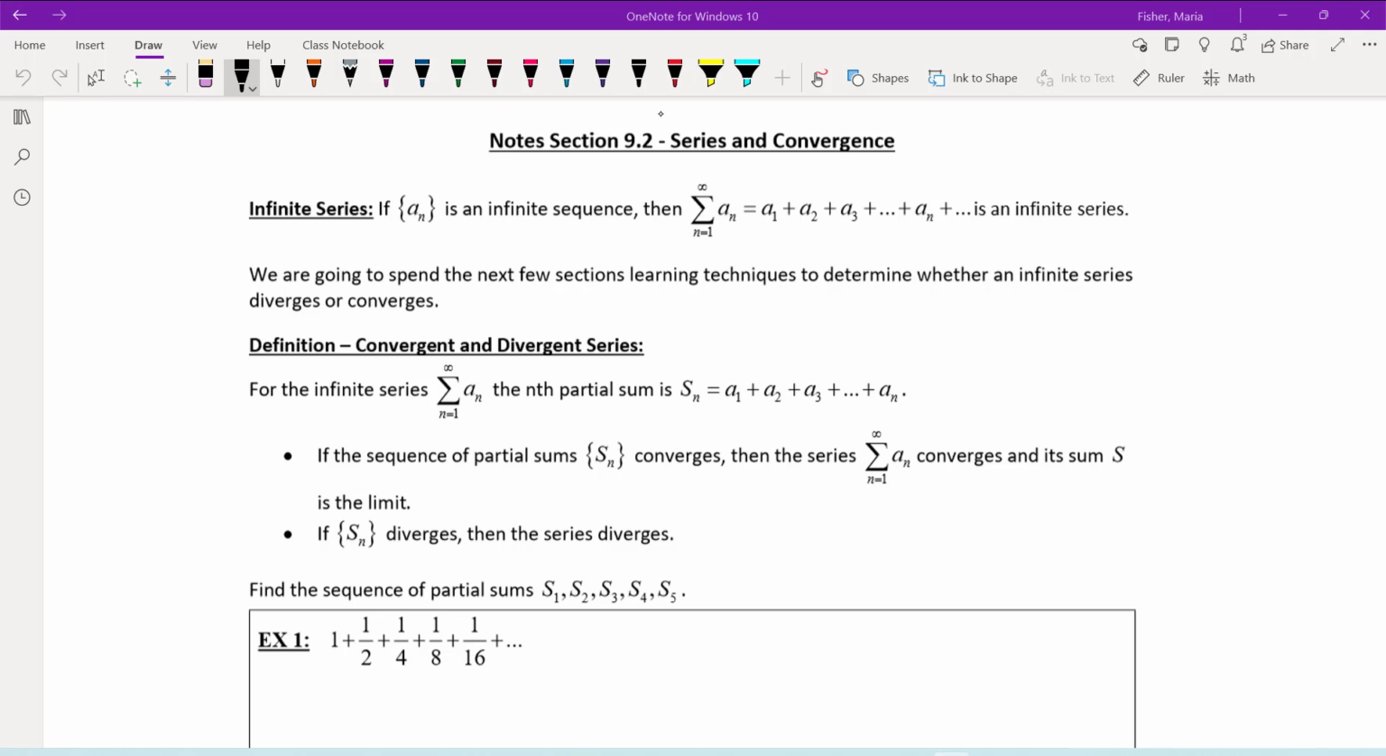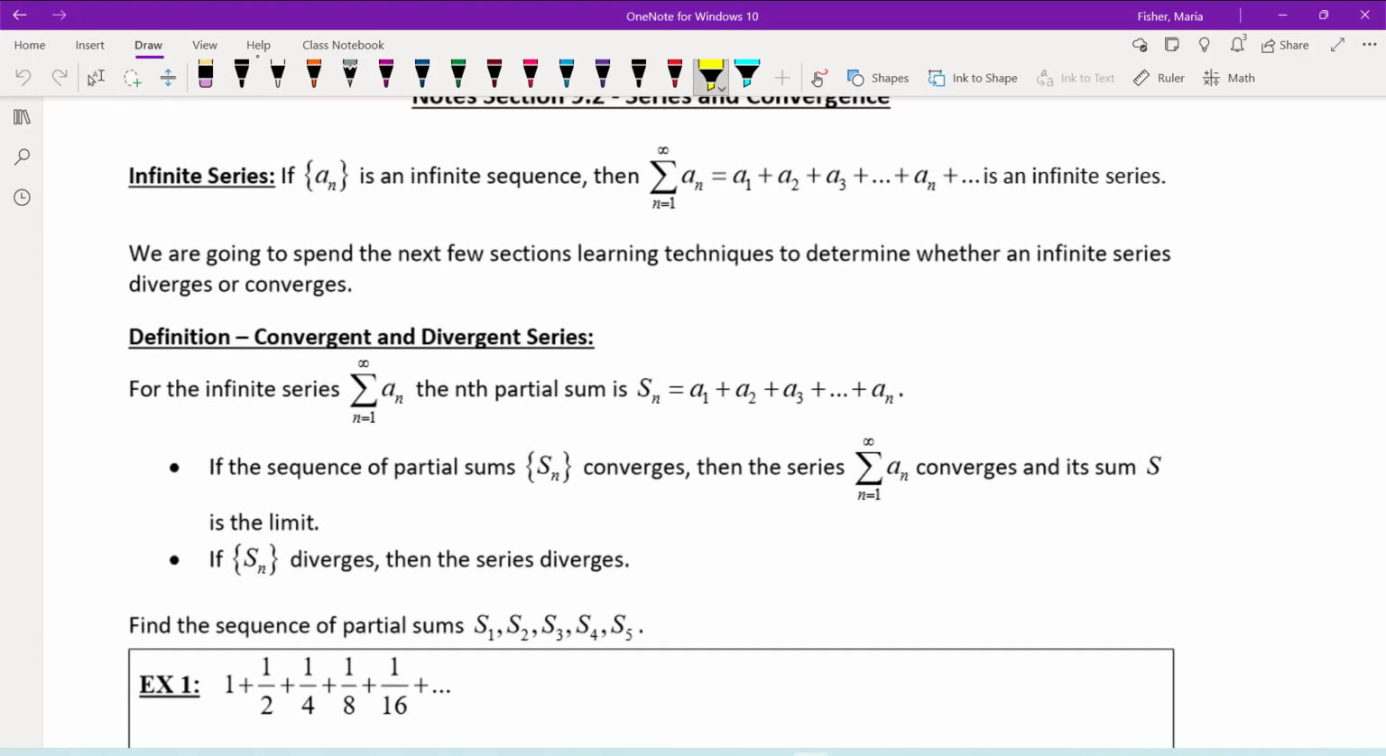Section 9.2 is series and convergence. In this section, what we're going to do is define what an infinite series is, and then determine different ways that we can find out if a series converges or diverges. Let's begin by defining an infinite series.